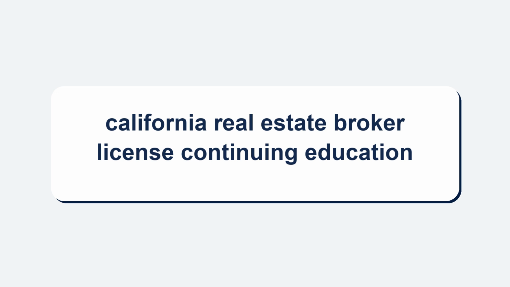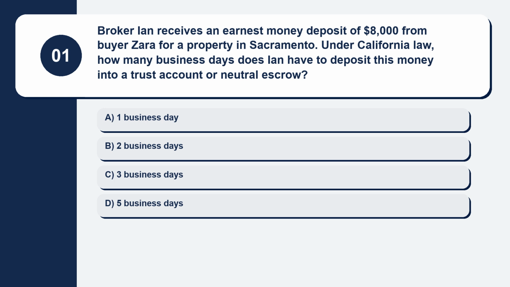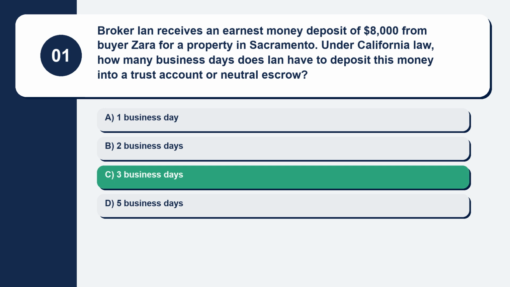Let's begin. Question 1. Broker Ian receives an earnest money deposit of $8,000 from buyer Zara for a property in Sacramento. Under California law, how many business days does Ian have to deposit this money into a trust account or neutral escrow? Here are your options. Option A, 1 business day. Option B, 2 business days. Option C, 3 business days. Option D, 5 business days. The correct answer is option C, 3 business days.